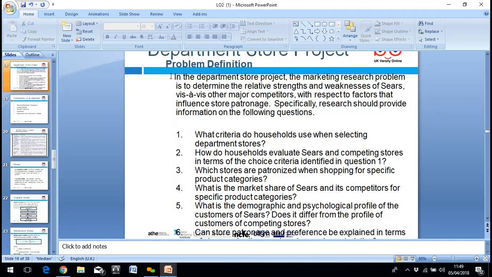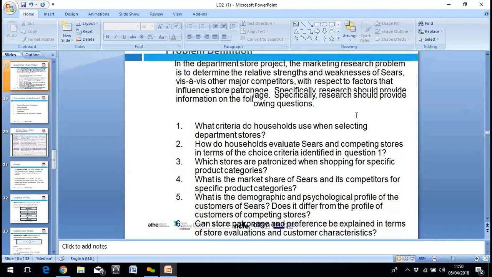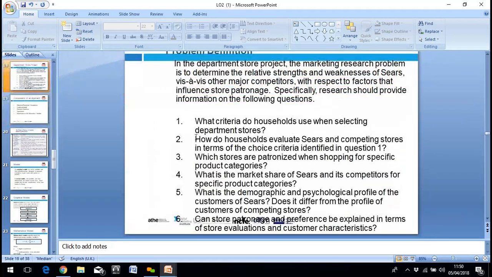An example again is a department store project. The marketing research problem is to determine the relative strengths and weaknesses of Sears, which is an American store, against its other major competitors with respect to factors that influence who the store customers are. Specifically, research should provide information on the following questions. What criteria do households use when selecting which department store to use?